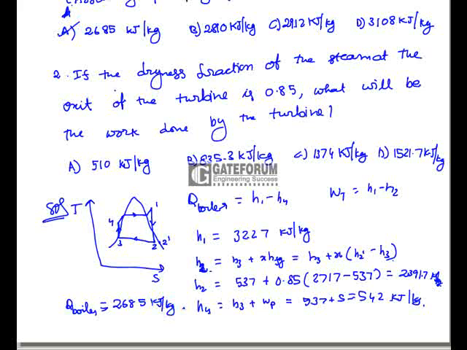And for the second question, work done by the turbine is H1 minus H2. Here H1 is 3227 and H2 is 2391.7, which gives a value of 835.3 kJ per kg. So the second option, the right answer is B.